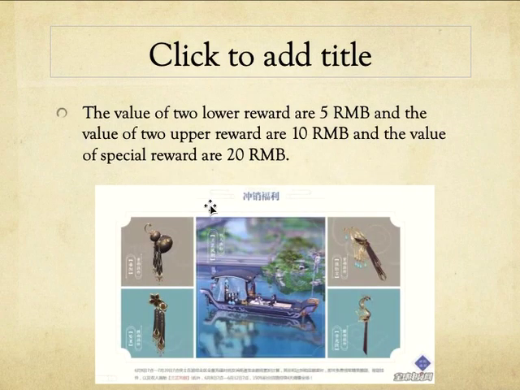So here's the graph. Those two are the upper level, and those two are the lower level. If you're spending 60, you can pick up one lower level. If you're spending 120, you can pick one upper level and one lower level. If you're spending 180, you can get 2 lower level and 1 of the upper level. And if you're spending 240, you can get 4 items, but not this one, only if you're spending 300 RMB.